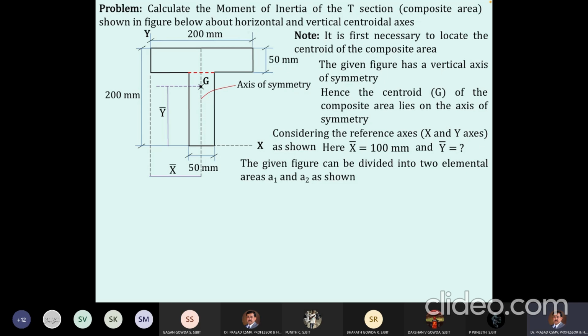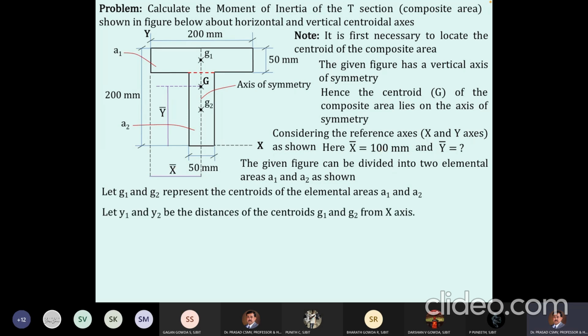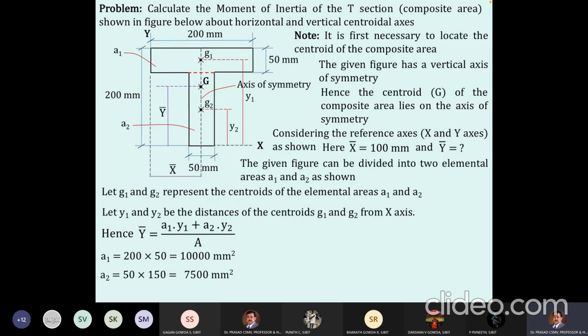I should divide the given figure into two elemental areas. One horizontal dividing line, and you have two elemental areas A1 and A2. Then I should also mark their centroids G1 and G2. X bar is already known directly because of symmetry, but I have to calculate only Y bar. So I also have to get distances Y1 and Y2. You are now in a position to tell all these. A1 is what? Area of the rectangle A1 is nothing but 200 into 50. A2 is 50 into 150.